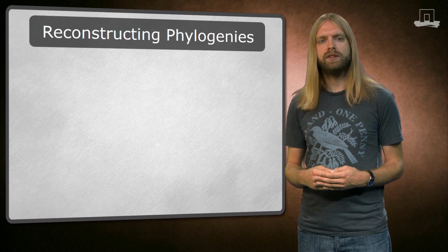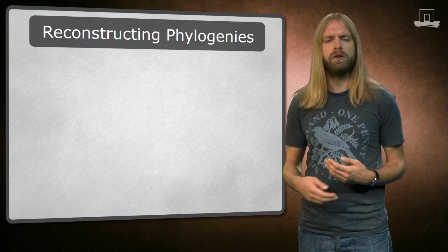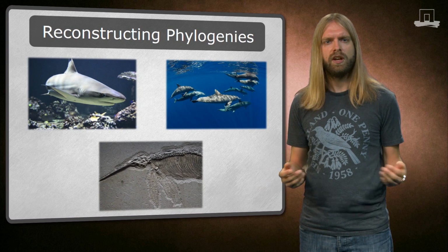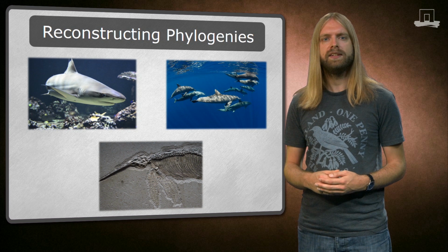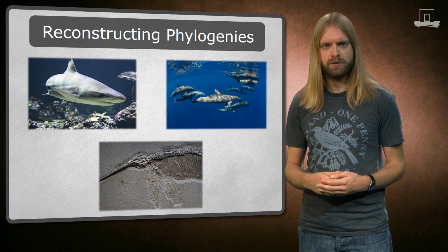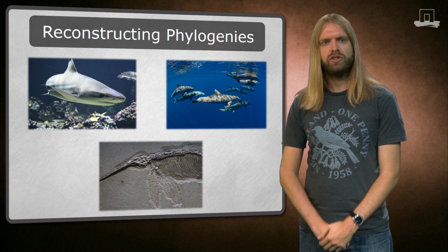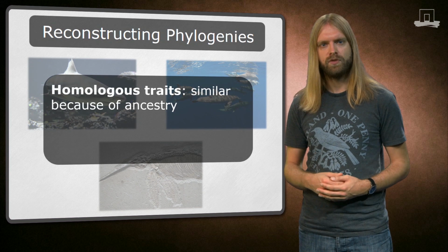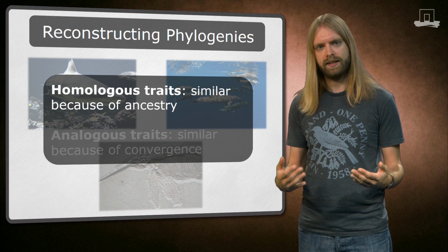When reconstructing phylogenies, we need to be careful we look at the right traits, as not all shared traits are a result of inheritance. Sharks, dolphins, and extinct ichthyosaurs all look very similar, but these are not indicators of close evolutionary relationships, just adaptations to being a successful marine predator. Shared traits that are attributable to inheritance are called homologous, while those that evolved independently through convergent evolution are analogous.